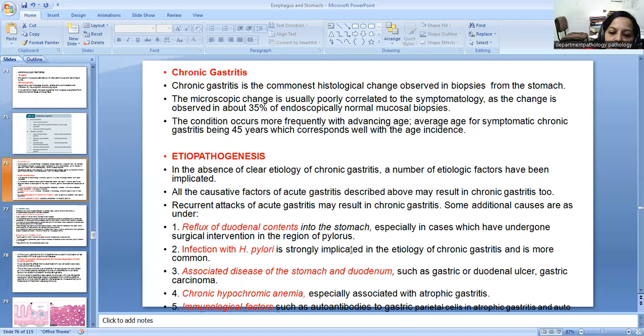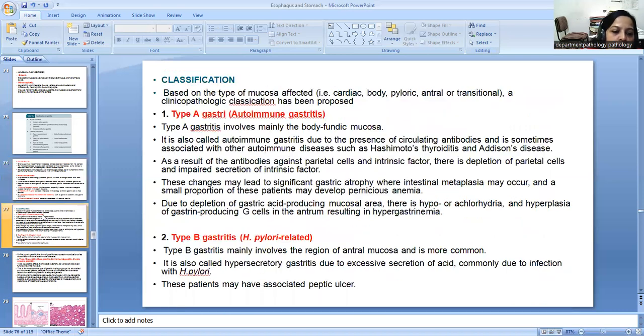Pathogenesis. In absence of clear etiology of chronic gastritis, a number of etiological factors have been implicated, like recurrent attacks of acute gastritis, which may result in chronic gastritis. Some additional causes are reflux of duodenal contents, infection with H. pylori, associated disease of the stomach and bowel, chronic hypochondria, and immunological factors such as autoantibodies to gastric mucosa as in atrophic gastritis.